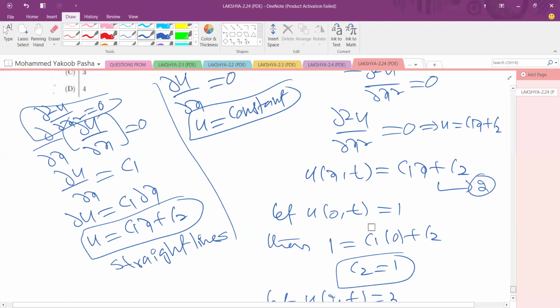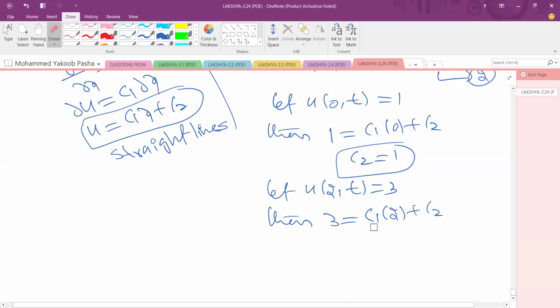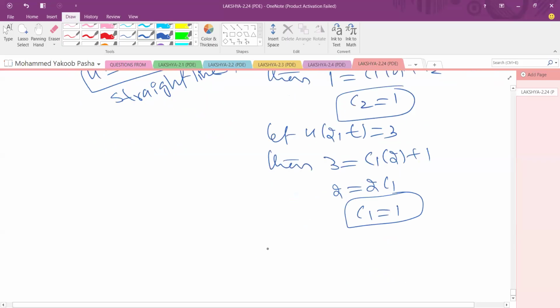What do we have? c2 is equal to 1 already. So c2 is 1, and 3 minus 1 is 2, which is equal to 2c1. So c1 is equal to 1. So we write u of x comma t as c1x plus c2, that is x plus 1.